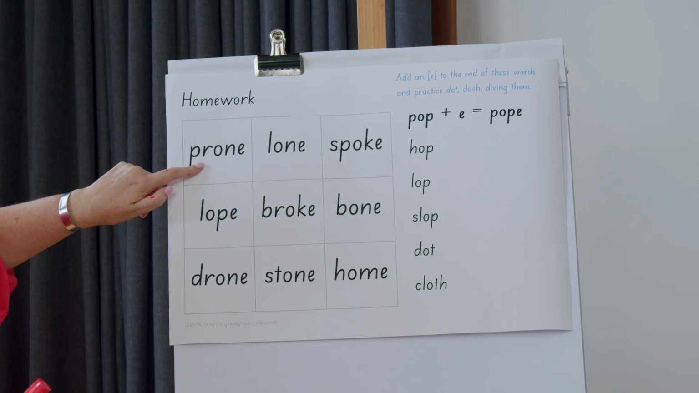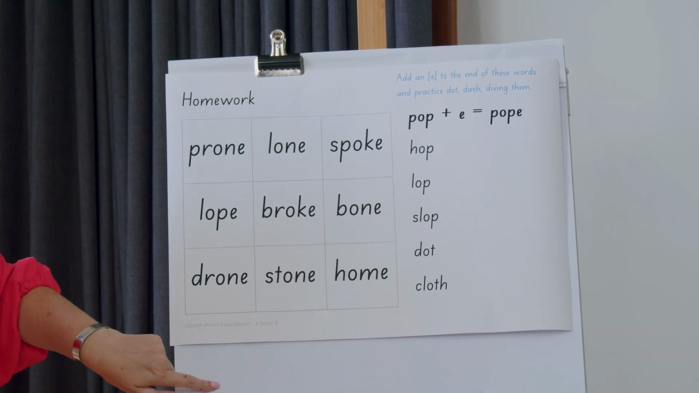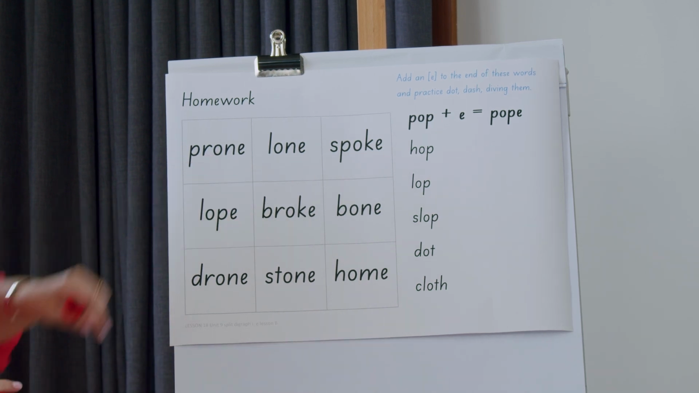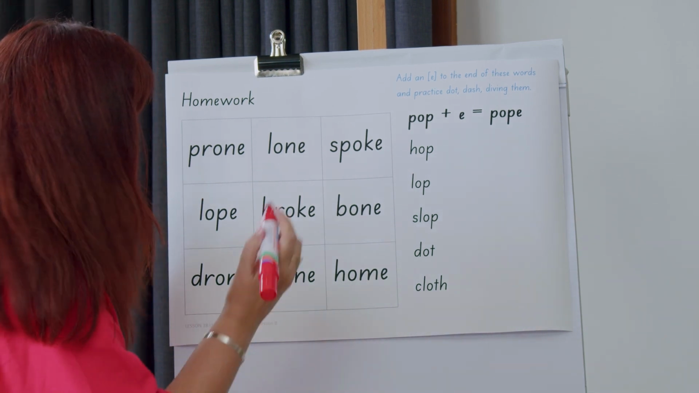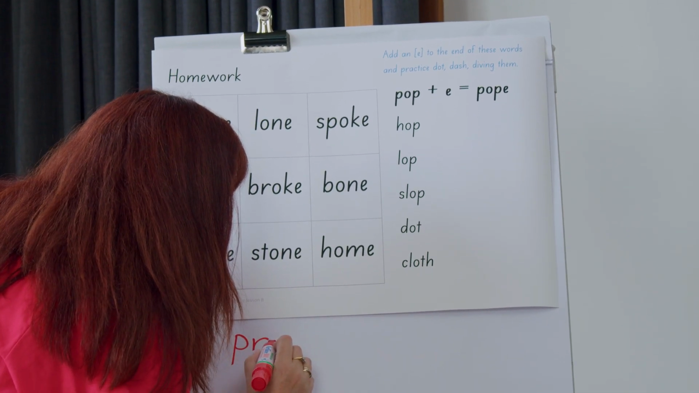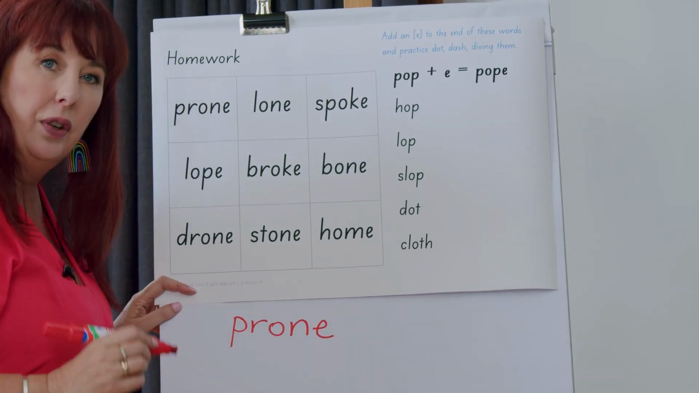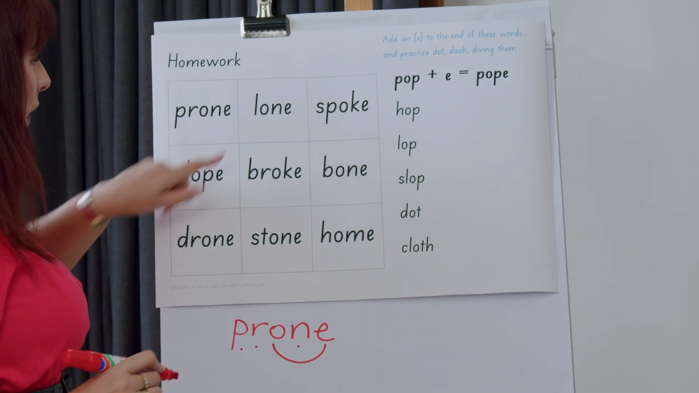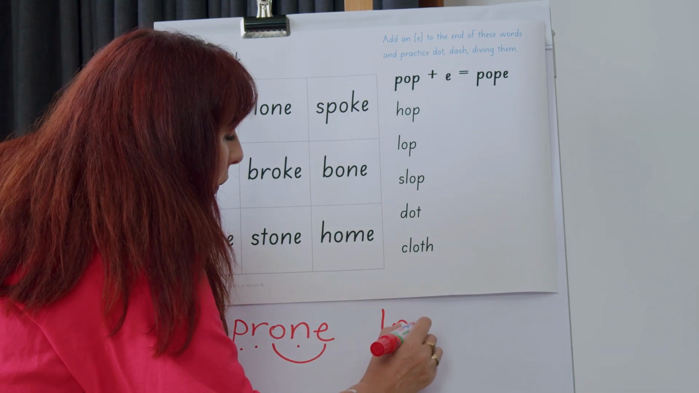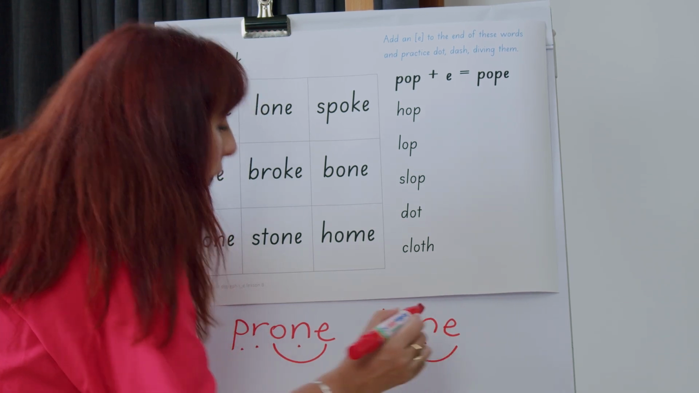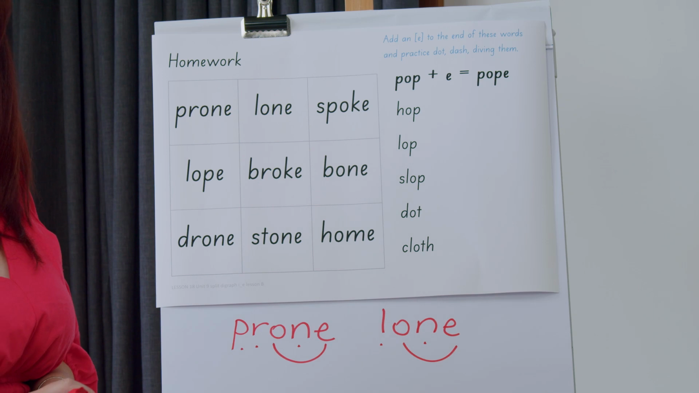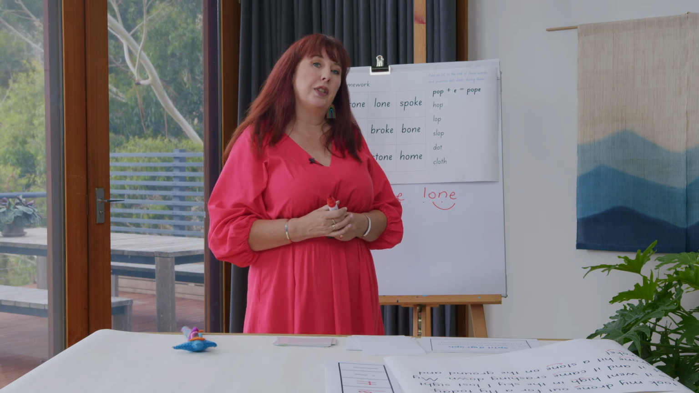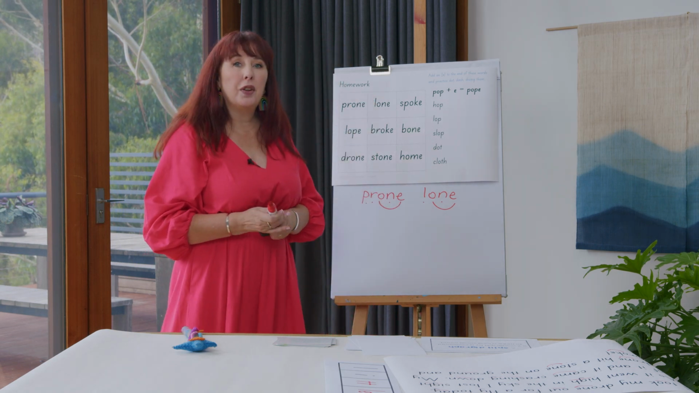I'd like you to read each of these words, hold each word one at a time in your head, write it down and dot dash dive it. So our first word is prone. Prone. P-r-o-n. And then dot dash dive it. Prone. Loan. Make sure as you write them, you say the sounds, and as you dot dash dive them, you say the sounds. And you can practice reading them lots of times.